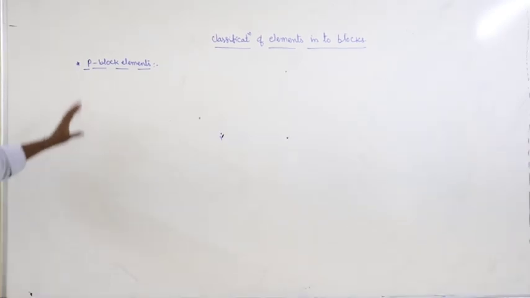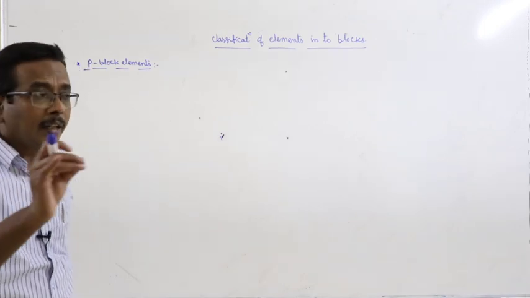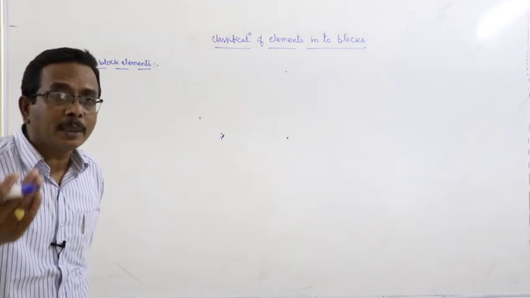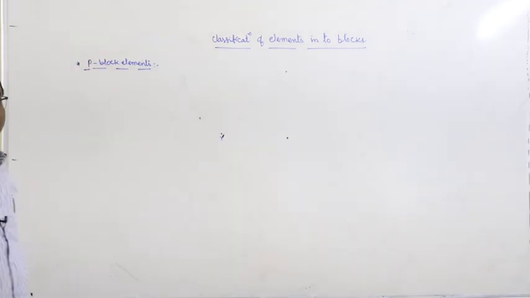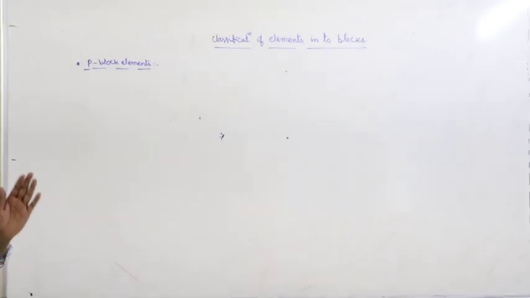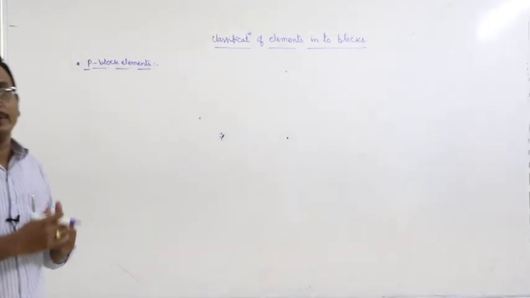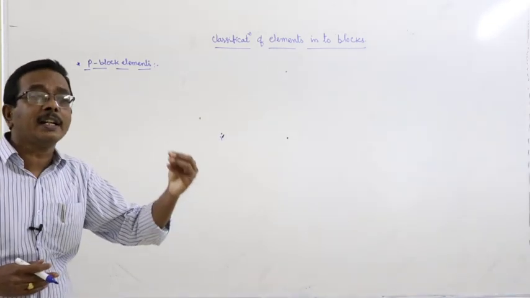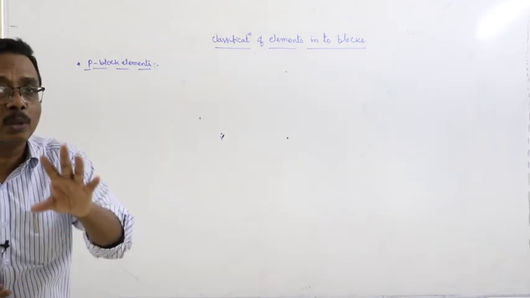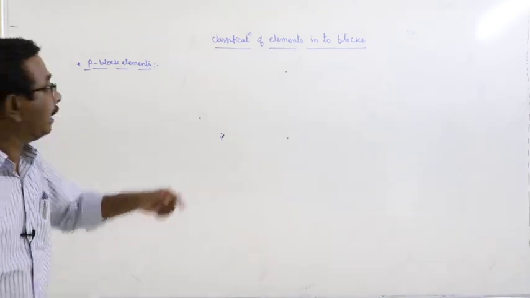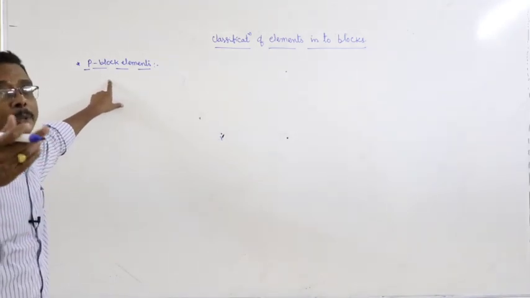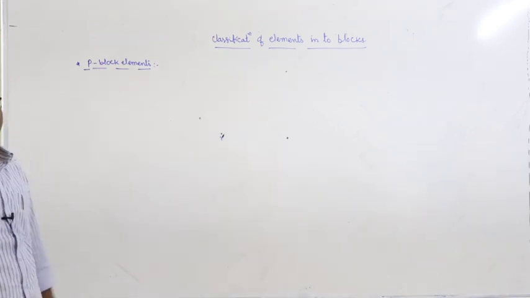The next block is the P block elements. How can you define P block elements? The elements in which the differentiating electron enters into the P subshell are known as P block elements. It is very easy to give the definition from the previous case: the elements in which the differentiating electron enters into the S subshell are known as S block elements. In the same way, the elements in which the differentiating electron enters into the P subshell are known as P block elements.